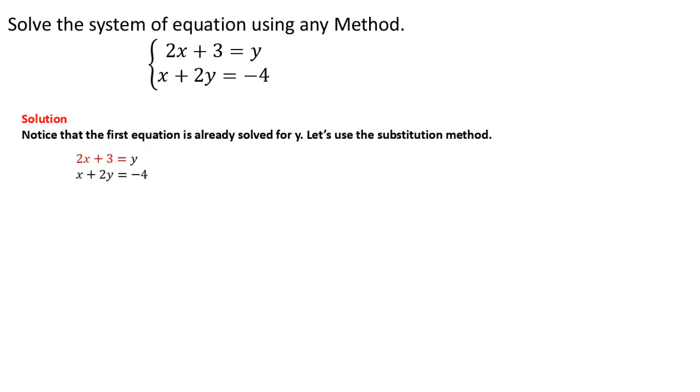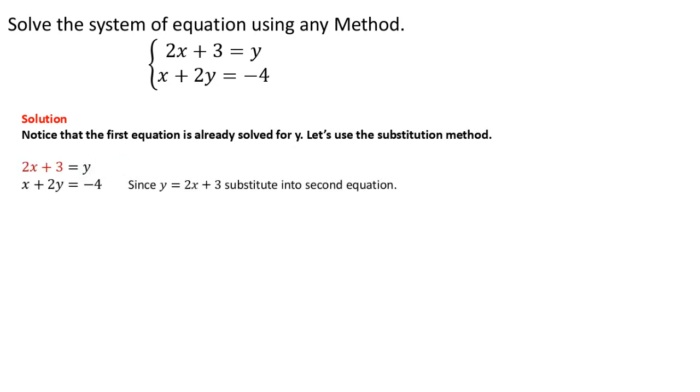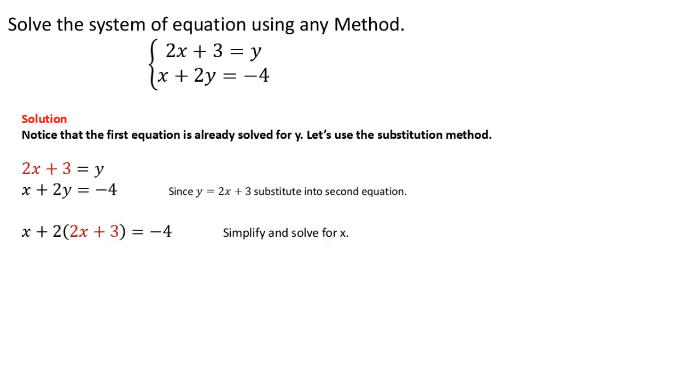All right, so let's notice that what we see is on this first equation, they already have it solved for y. So let's go ahead and use the substitution method. Since they already did some work for us, let's go ahead and use that method. So what I'm going to do is y is equal to 2x plus 3. I'm going to substitute this value into the second equation. Okay, so my second equation is x plus 2y equals -4. So everywhere I see y, I'm going to plug in this 2x plus 3.